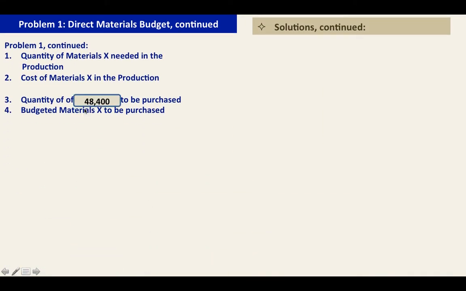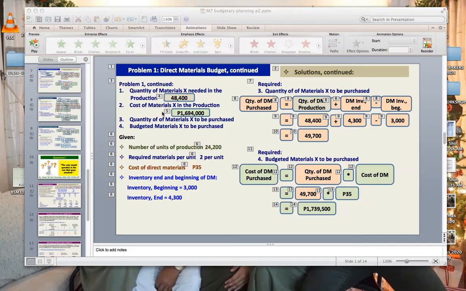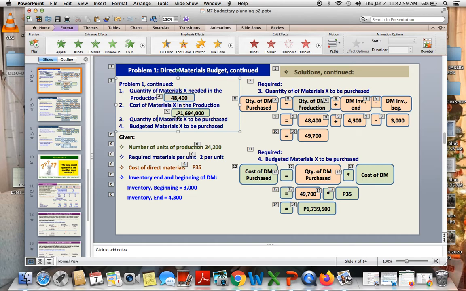And let us continue solving this. So we have gotten 48,400 for number 1 and 1,694,000 for number 2. And these are our given. So let us continue solving the problem. Now is quantity of materials to be purchased. Okay, let us correct that.